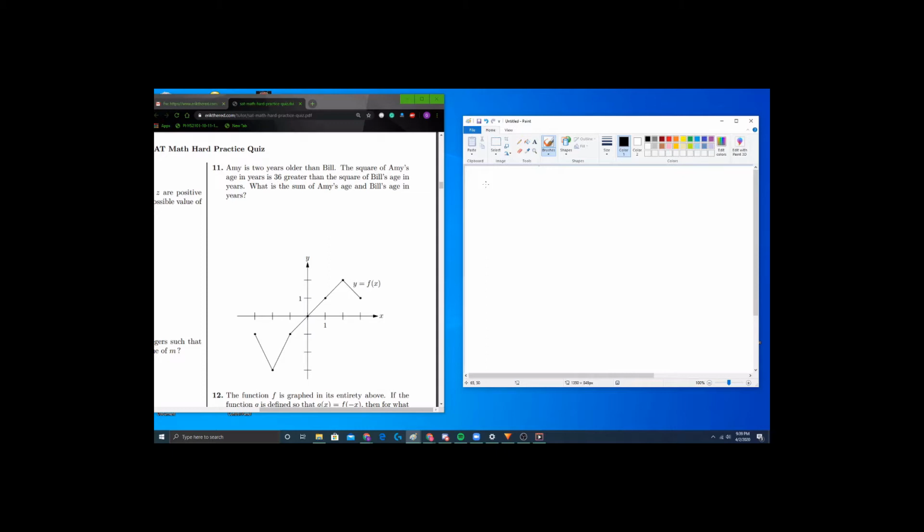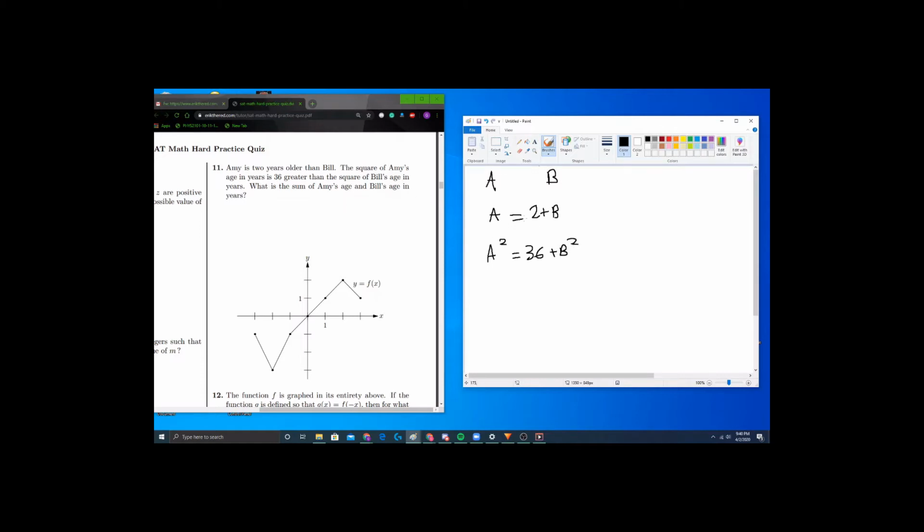We're going to let A be the number of years that Amy has, and B the number of years that Bill has. So A is 2 years older than B. This makes sense. A is 2 years older than B, or Amy has 2 more years than Bill. Now, the square of Amy's age in years is 36 greater than the square of Bill's age in years. So now, what is the sum?